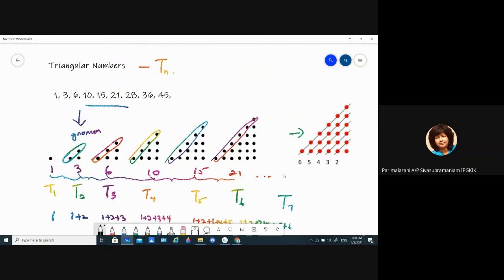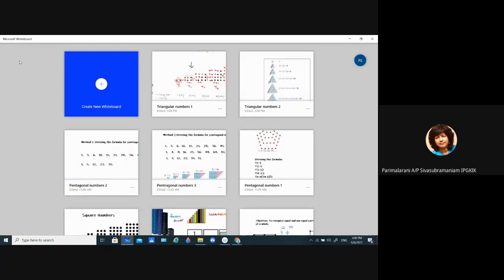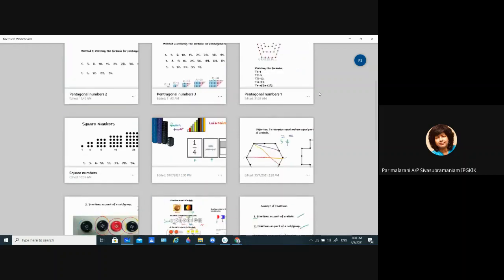If you notice, they are equilateral triangles because on this side there are 6, on this side there are 6, and on this side also there are 6 dots. That's why they are known as equilateral triangles. Triangular numbers form the sequence 1, 3, 6, 10, 15, 21, and so on, and they follow the formula n into n plus 1 divided by 2. Okay, so next, the next figurate numbers are square numbers.